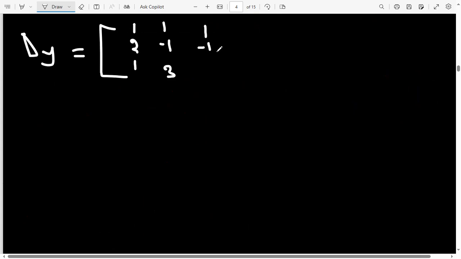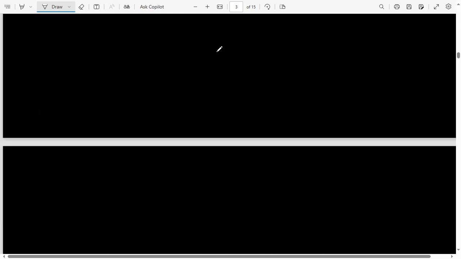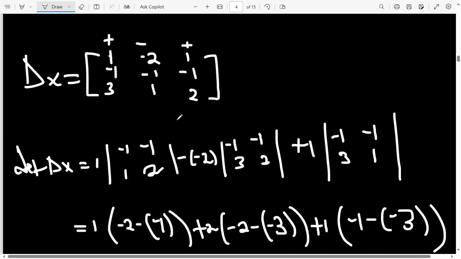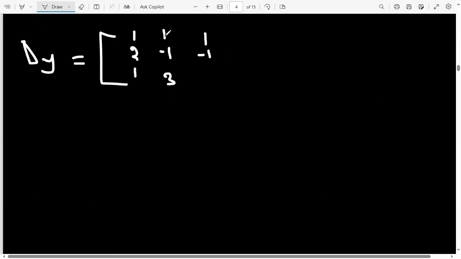Okay, I think I made a mistake here. Did I just find for dy? Okay, oh no, it's just fine. So now we're finding for dy. So I have 1, -1, 3, which was on the side of the answers, in the second column now. And then here I have 2 like this. Okay, so let's find the determinant of this.